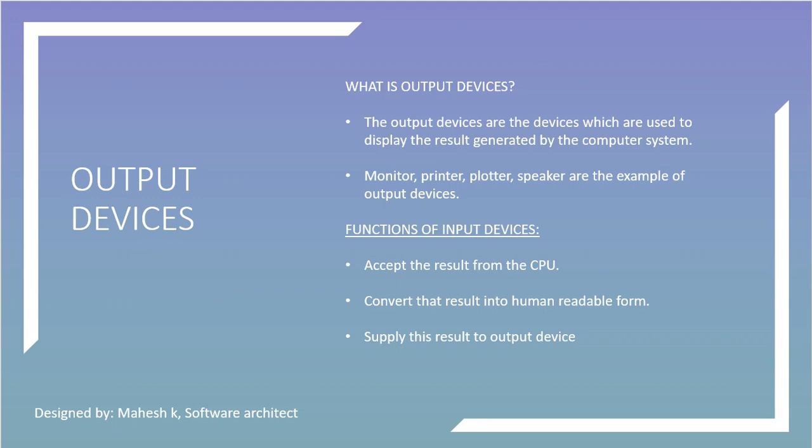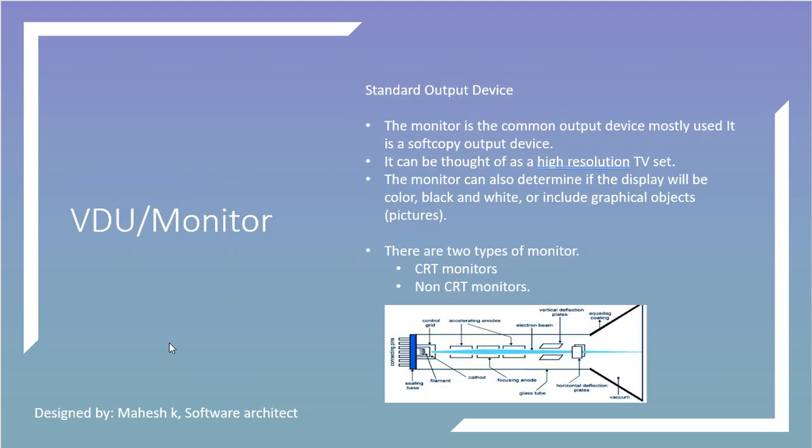Okay, so let's understand what the different output devices we have are. First one is video slash monitor. Video we also call visual display unit, and monitor. That is one of the standard output devices. The monitor is the common output device, mostly used, and it is a soft copy output device.